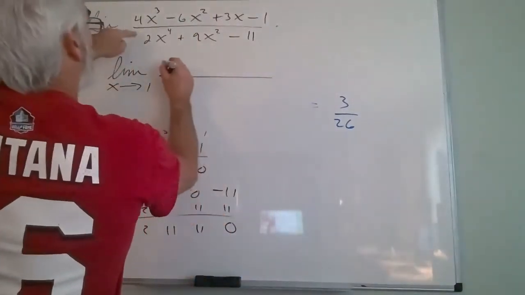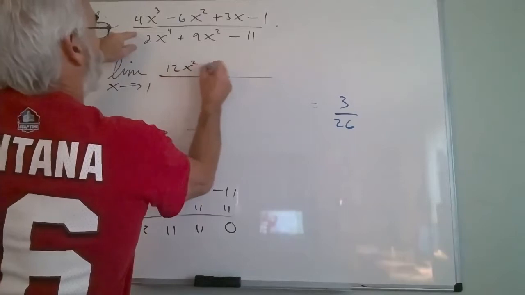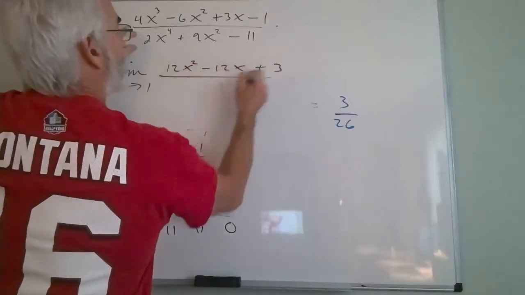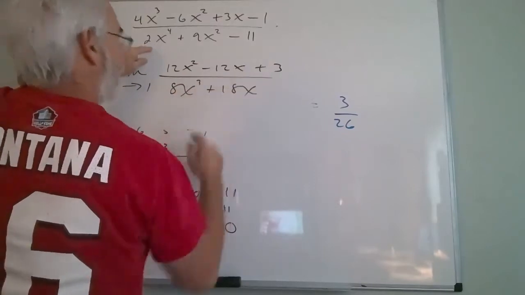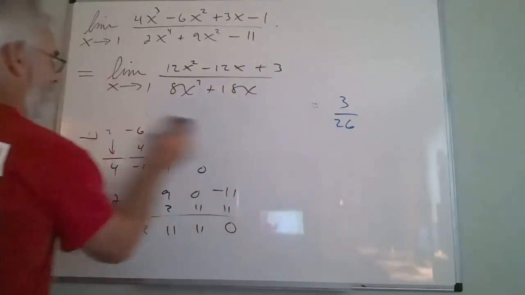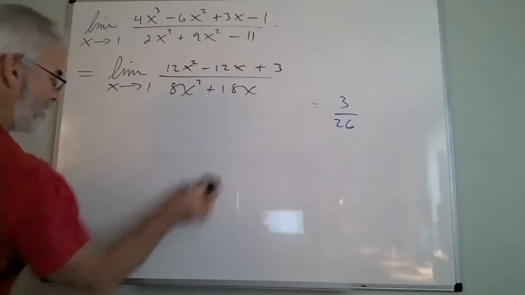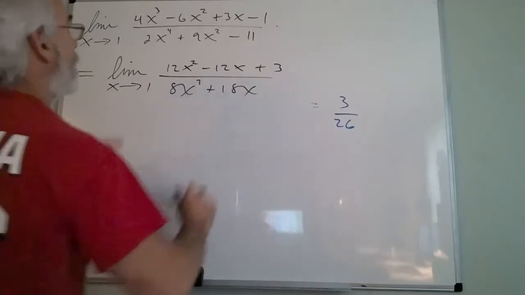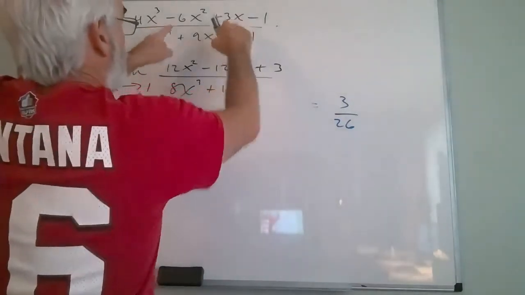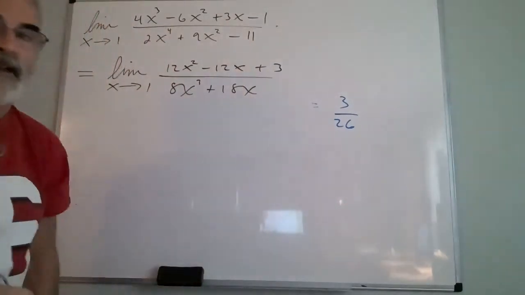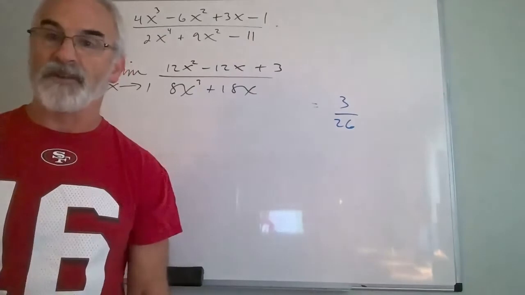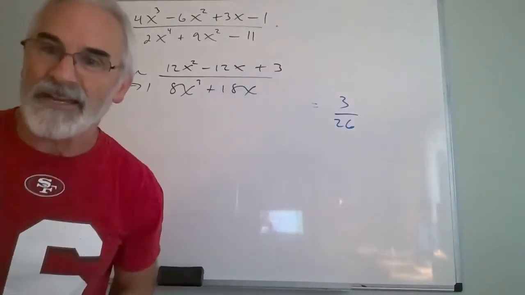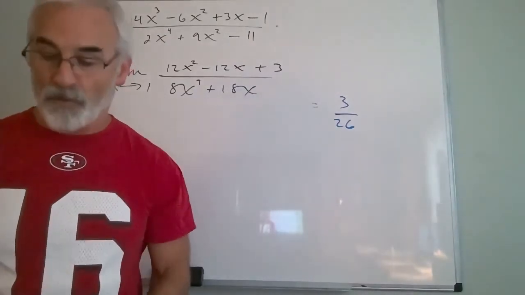So on top, I would have 12x squared minus 12x plus 3. On the bottom, I'd have 8x cubed plus 18x. Okay? Now, here's the problem. This quantity right here is not equal to this quantity right here. In fact, they're never equal. They're not even similar quantities. Different degrees. Everything about them is different. But I want to say they're equal somehow or another. So here's the way we do it.